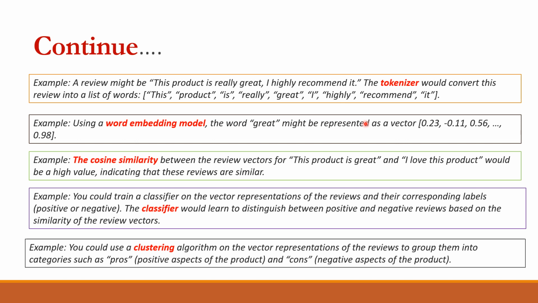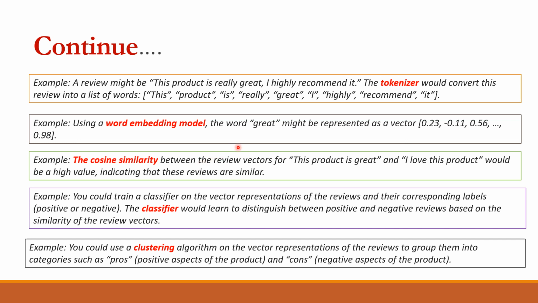Then comes vector representation. Each word in this collection of reviews can be represented as a vector using a word embedding model. This word embedding model captures the meaning of words and can be used to compare similarities. For example, using a word embedding, the word great might be represented as a vector like this. Third comes the similarity calculation.